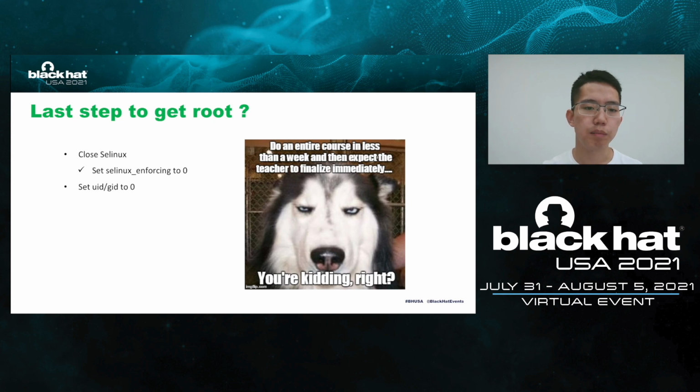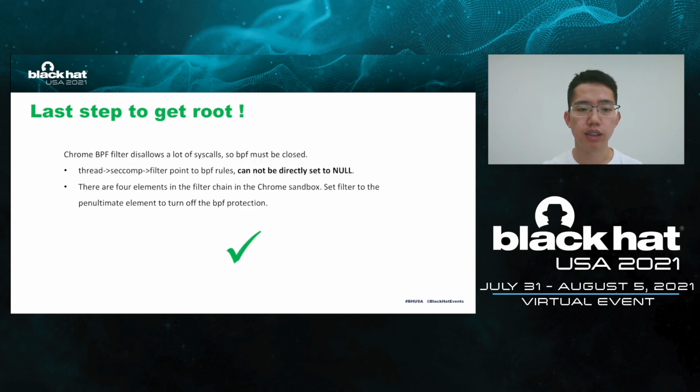Usually, the last step is to close SELinux and set UID GID to 0, but it's not enough yet. When running the exploit, we failed to get a reverse shell after closing SELinux, and there is no way to bypass BPF directly. So we have to disable the BPF. Setting the filter to null won't work. We have to set the filter to the penultimate element to turn off the BPF.